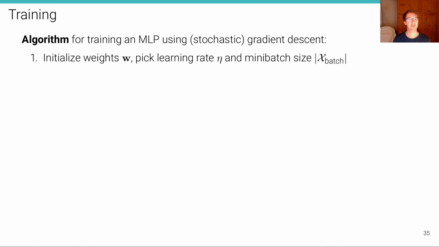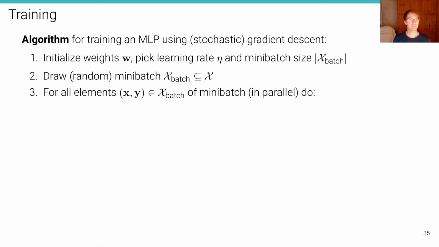So let's say we have a data set of 10,000 examples, but there's only 100 examples that fit into memory. So we pick a random mini batch of 100 examples in every iteration of the algorithm. And then we first draw this random mini batch. So we draw these 100 examples randomly from the data set. You could also do it sequentially, but theoretically it's more correct to draw them randomly.